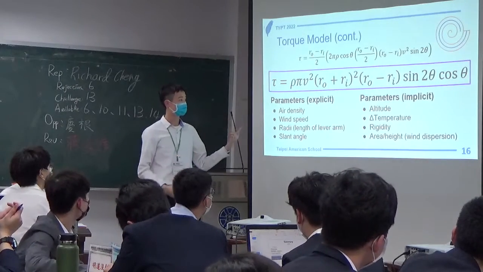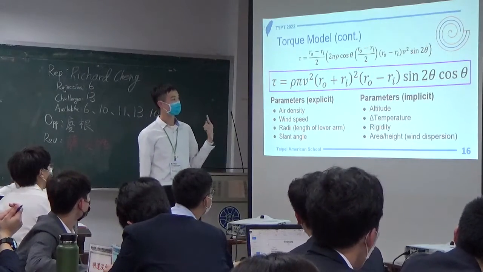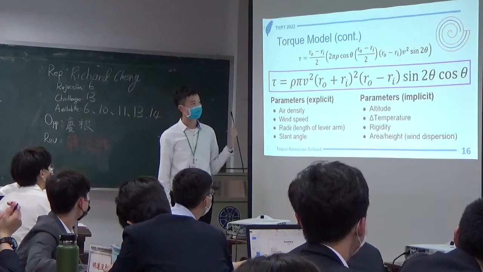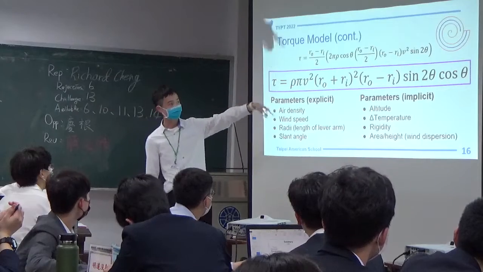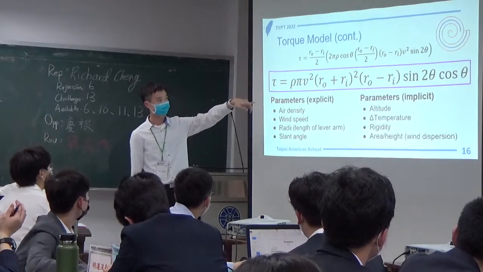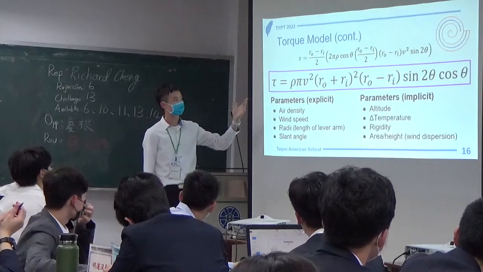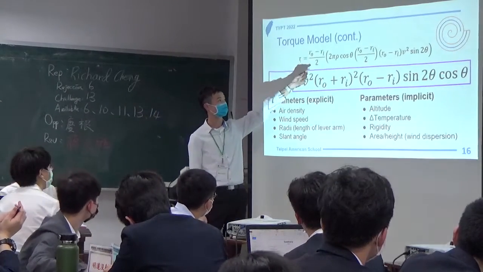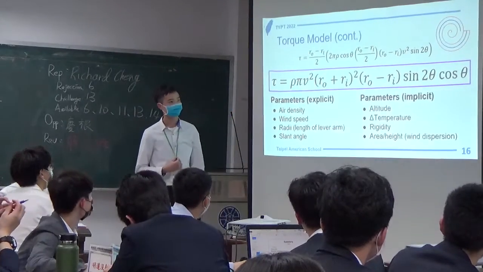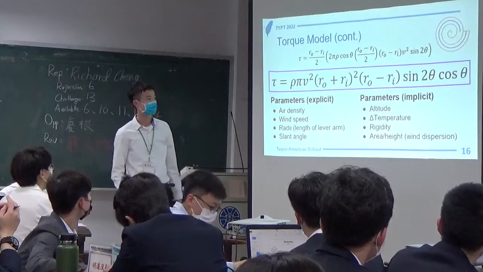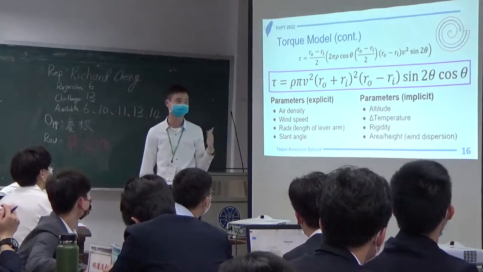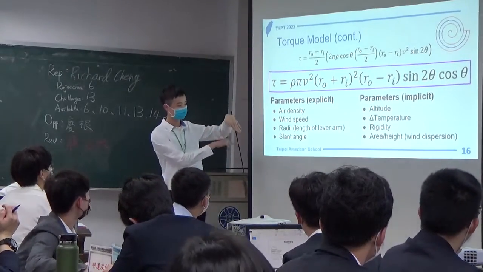So torque equals rho, which is air density, pi v squared, where v is wind speed, and r outer plus r inner. R outer is the outer radius of the spiral, r inner is the inner radius of the spiral. So this is part of (r outer plus r inner) over 2, which is the average that I use to calculate the area. I have sine 2 theta and cosine theta. The thetas are the slant angle, how much the spiral is slanted, like this angle.